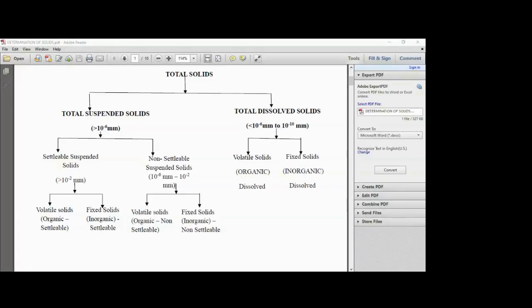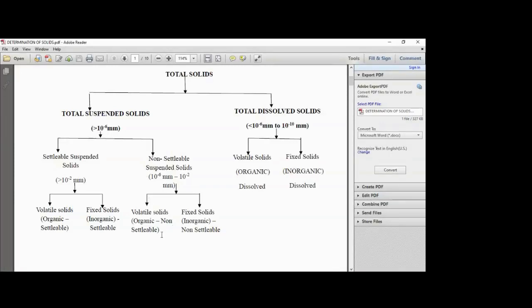So where will the non-settlable solids get removed then? That is the question, and you should be able to answer it wisely. If there is no chemical treatment, there should be some treatment in which the non-settlable suspended solids will get removed. So what is that unit? It is nothing but your secondary treatment unit, the biological treatment that we have, that is the ASP, right? The ASP starts with the aeration tank, and next the secondary sedimentation tank.